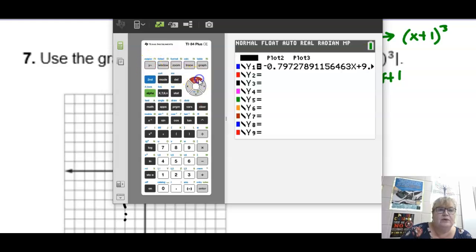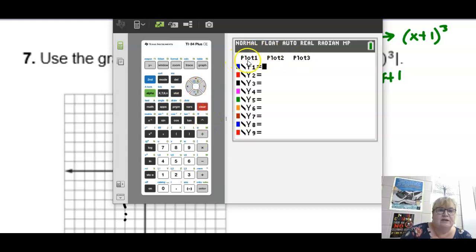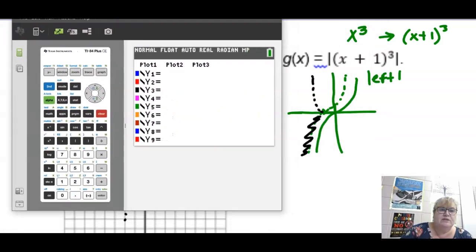Y equals, up arrow, enter to turn that off, and clear. Can't have those black boxes on around the top plots, or it could mess up your graph. Not always, but most of the time it will. All right, I need absolute value of x plus 1 cubed.